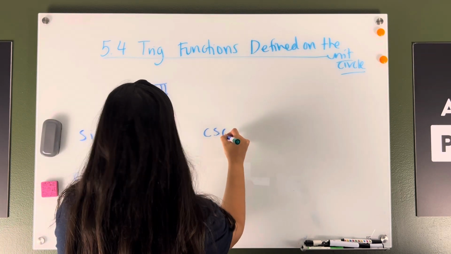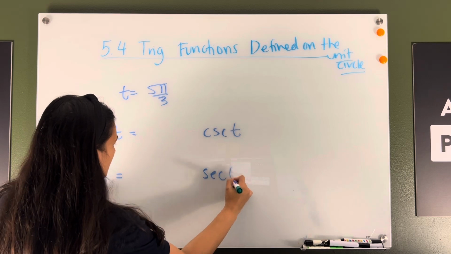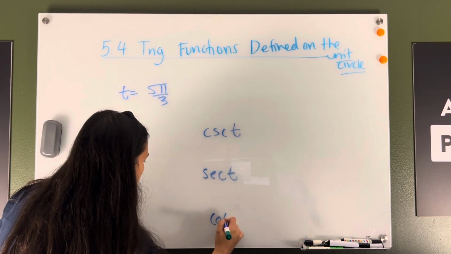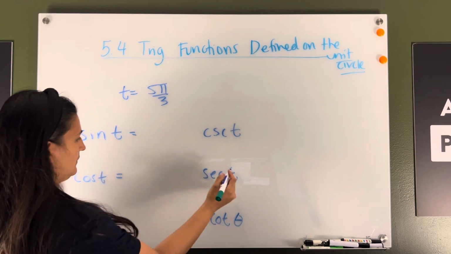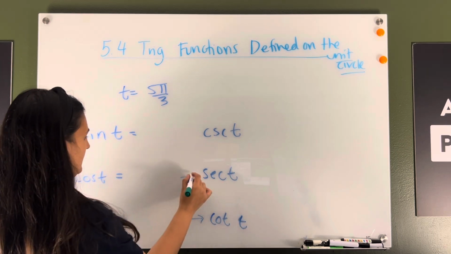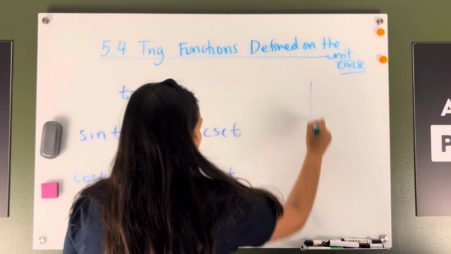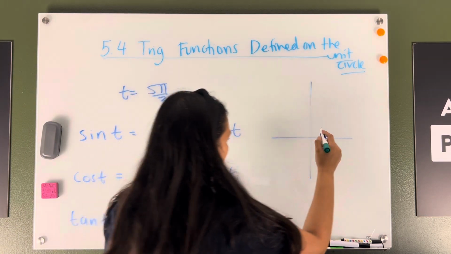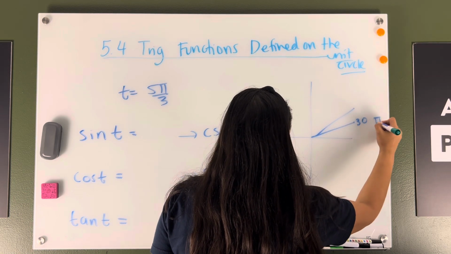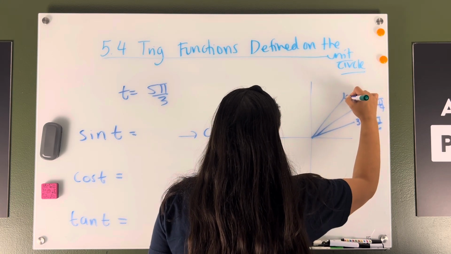And then we'll get the cosecant, which is the inverse. Secant, which is the inverse of cosine. And cotangent, which is the inverse of tangent. So, good practice. Alrighty, so on the unit circle, drawing 5 pi over 3. So here we have 30 degrees, which is pi over 6, 45 degrees, which is pi over 4, and 60 degrees, which is pi over 3.